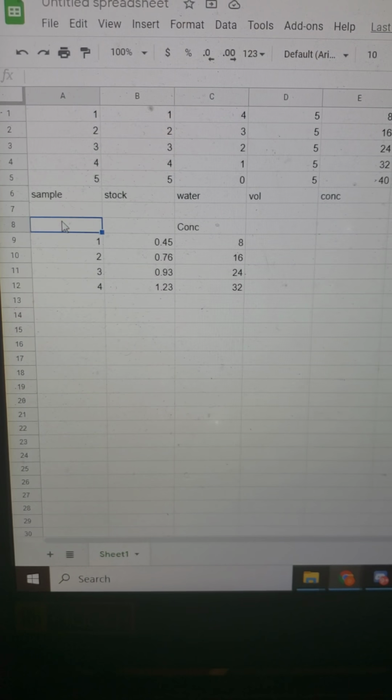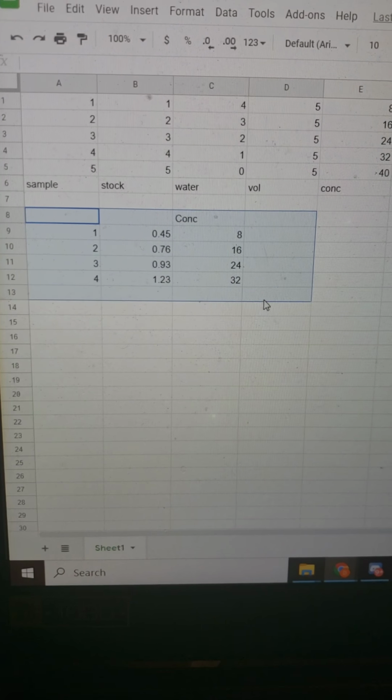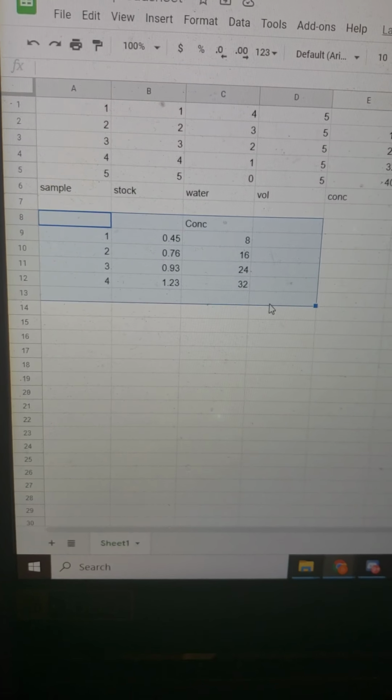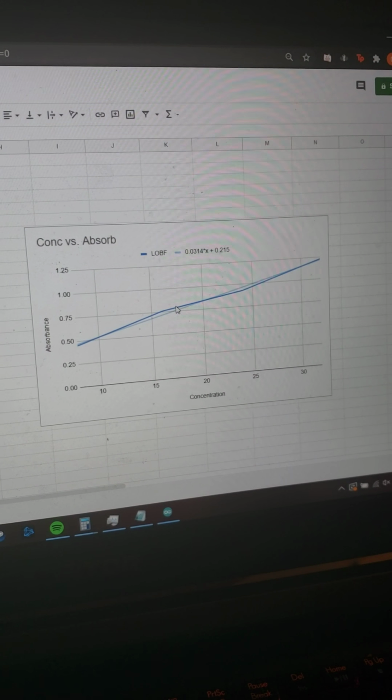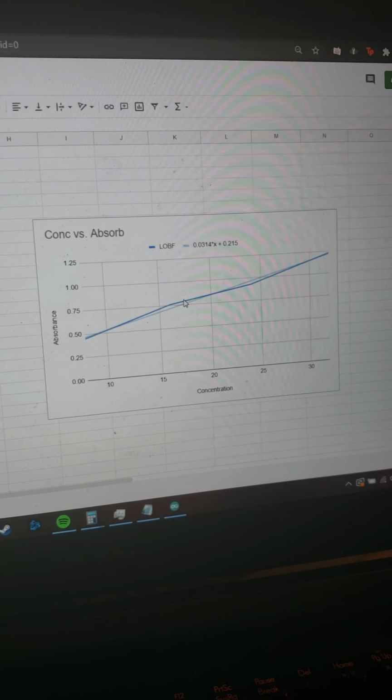From here to here. That is the absorption of each of these samples. And then if we throw that onto a graph, we can see that it is a linear line with the equation 0.0314 plus 0.215.